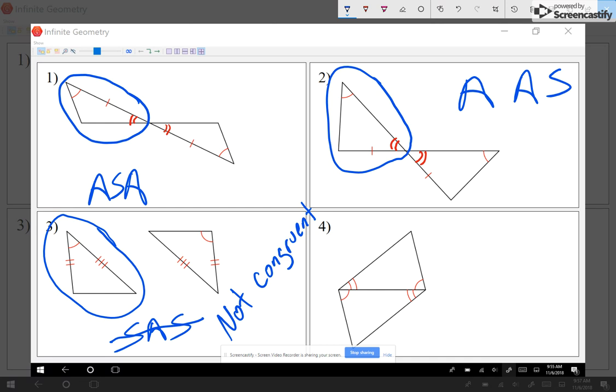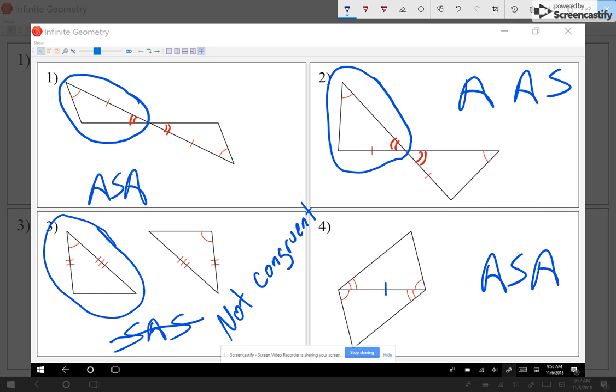Looking at question number 4, I can mark this side because they both share it. Remember, I can legally mark the side that way. Now, what rule do you guys get for number 4? Angle, side, angle. Thank you. That's it.